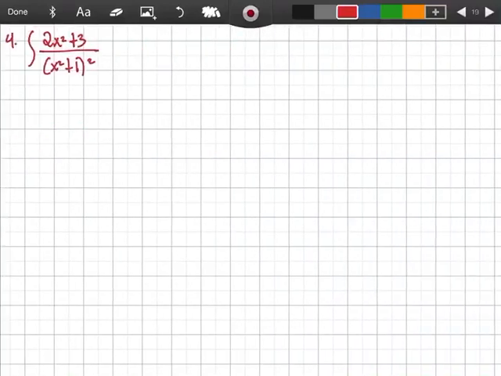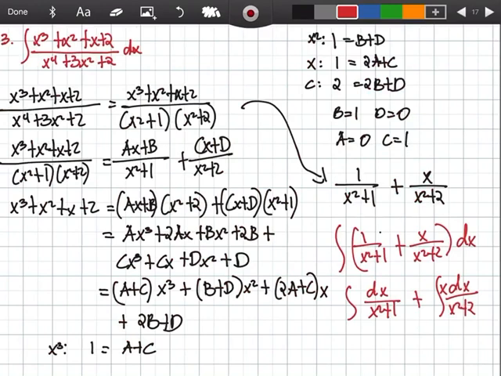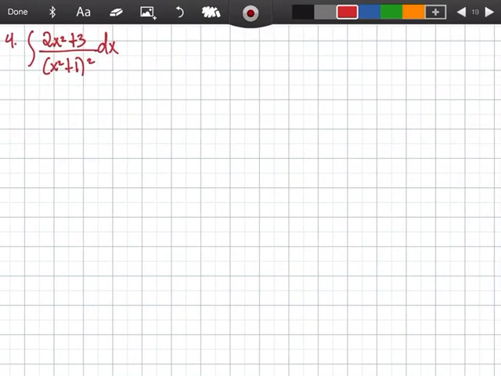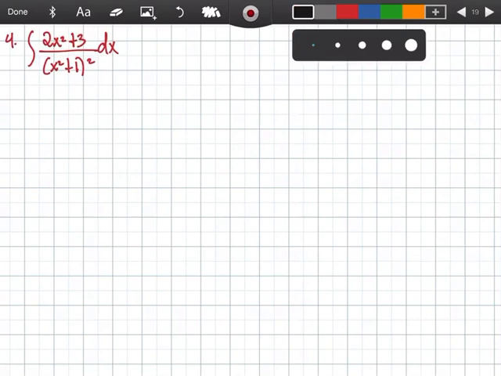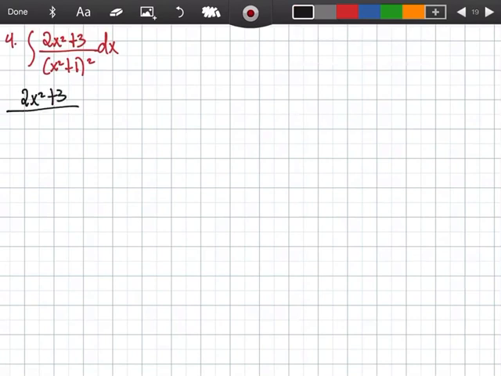Okay, so last example class, we have the integral of 2x squared plus 3 over x squared plus 1 squared dx. Since our lesson is partial fractions, we will do this by partial fractions. And obviously, it is a repeated quadratic, because it is a quadratic that is repeated twice, since it is squared.